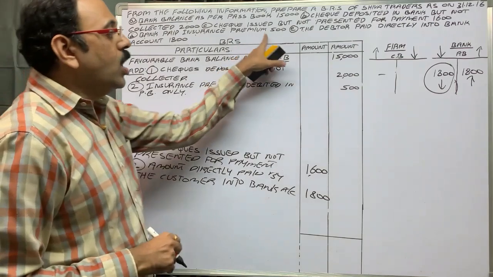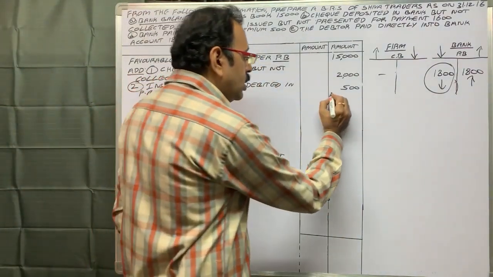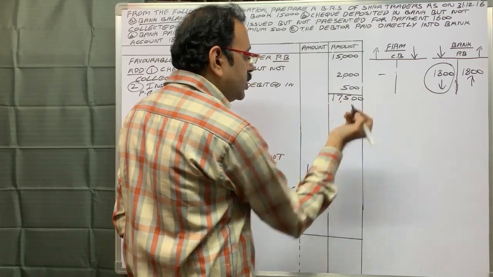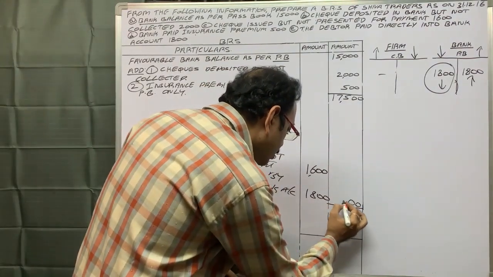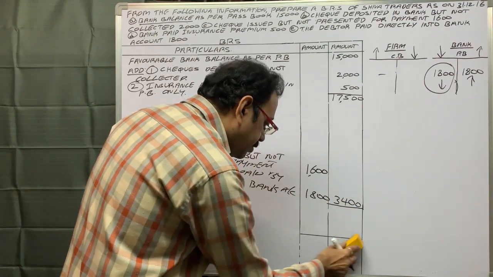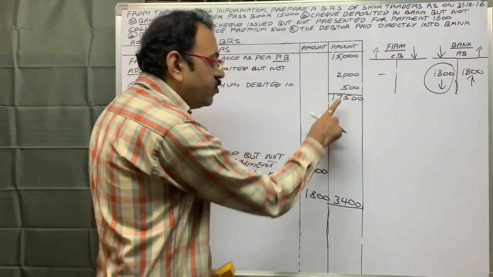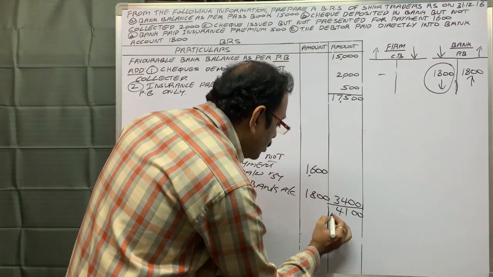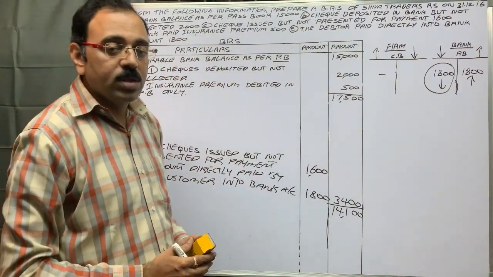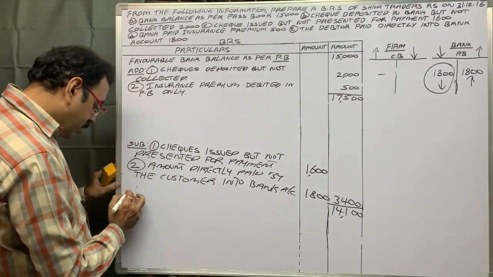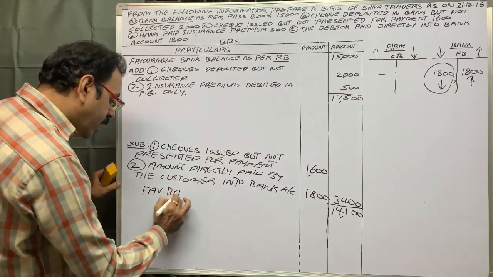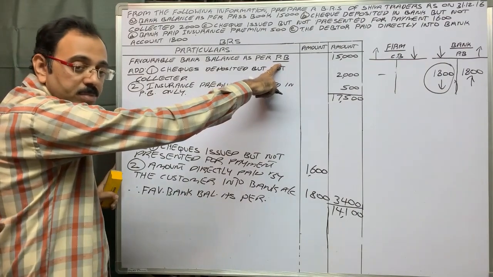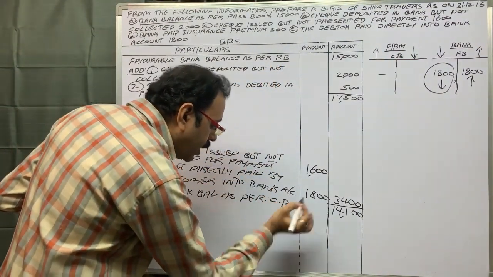Okay. So all reasons we have written. Now finally what to do is, these three amounts you have to add. 17,500. Then from this amount, deduct this. 14,100. So this amount is what? This is favorable bank balance as per passbook. Balance is given by him. Then we ascertained cash book balance. Therefore write down cash book.